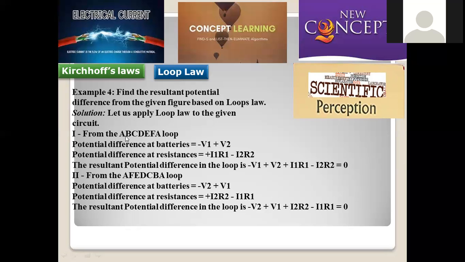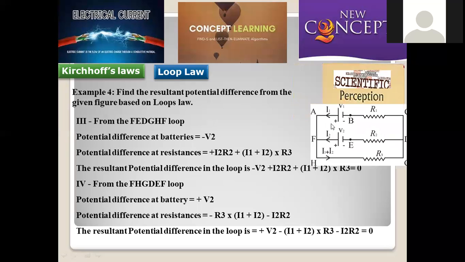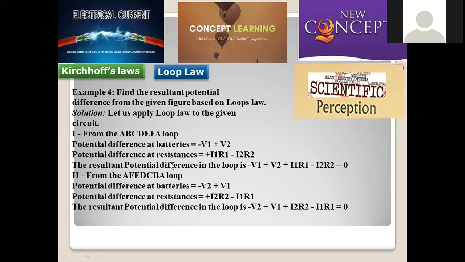So loop number 1 will be A, B, C, D, E, F, A. And the potential difference for this first loop can be taken as minus V1 plus V2. In the first battery, the current is moving from the positive terminal, so it is taken as minus V1. In case of the second one, the current is moving from this part, and plus V2 will be assigned for this.